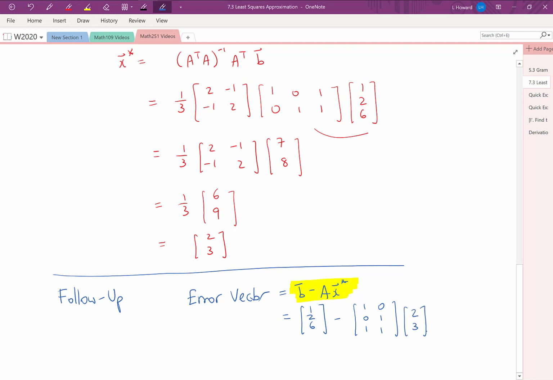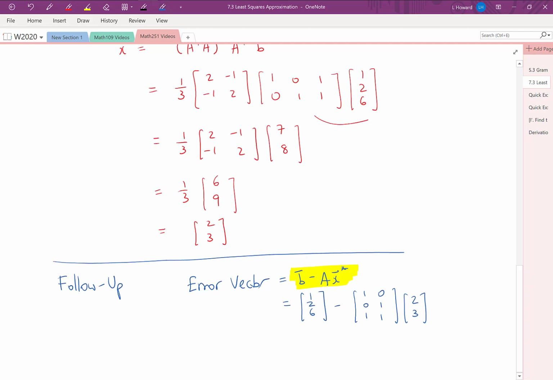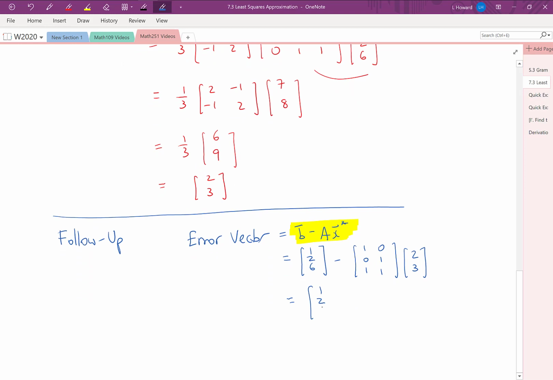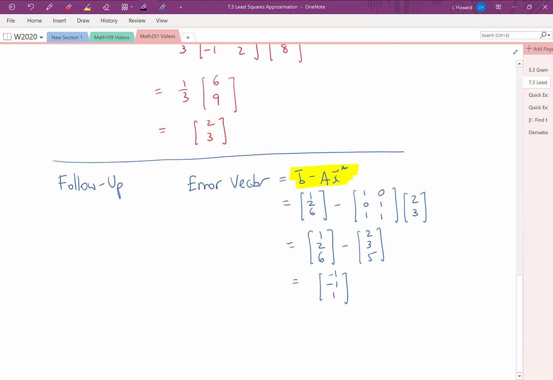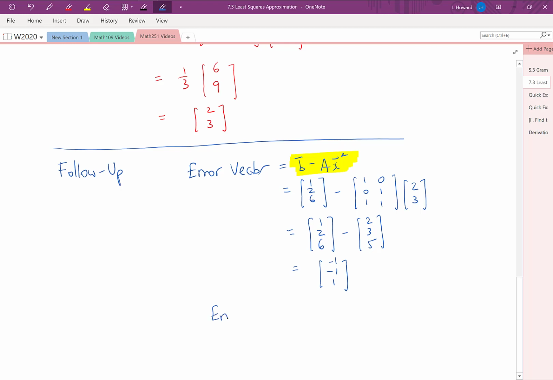Roughly, that's telling us, in terms of a vector, what kind of errors we have in each of the components when we use x star to solve the system. Okay, so let's see what this looks like. We'd have our (1, 2, 6) minus (2, 3, 5). And so the errors that we're getting in the various components are -1, -1, and 1. If we wanted to boil that down to a single number, we would call that the error, and we would get that error just by calculating the length of this vector. So we'd say the error is √3 for the least squares solution.